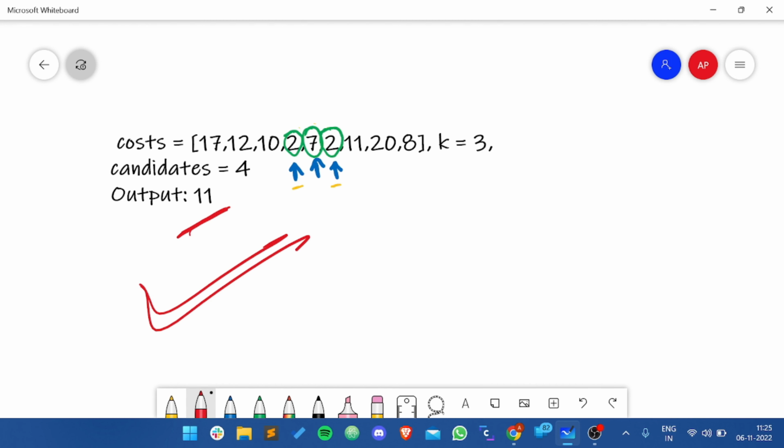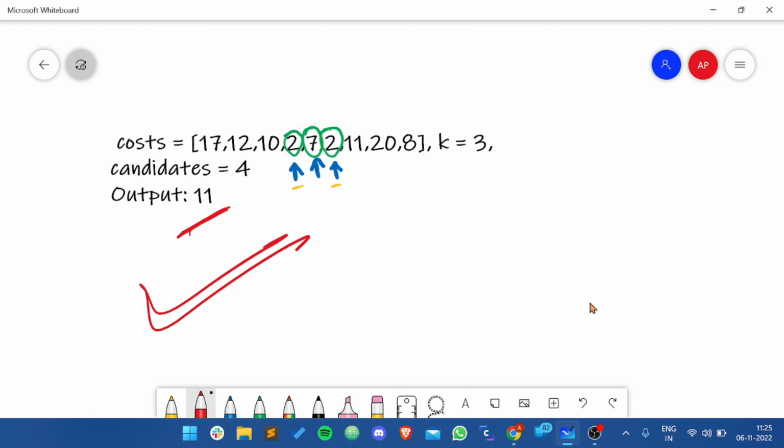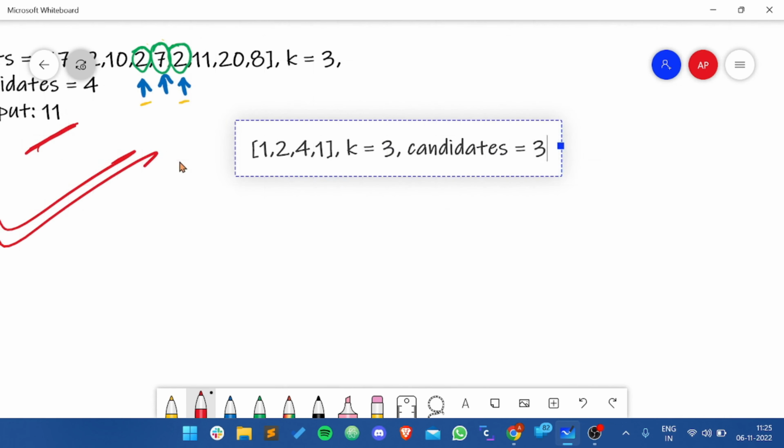Yeah, so this is it. Now let's move to the second sample test case to understand it in a better way. We have to hire three candidates, and the value of candidates is also 3. So in the first hiring challenge, these three and these three will be considered. The minimum of these is 1, and the value with the minimum index will be considered, so this one will be hired.